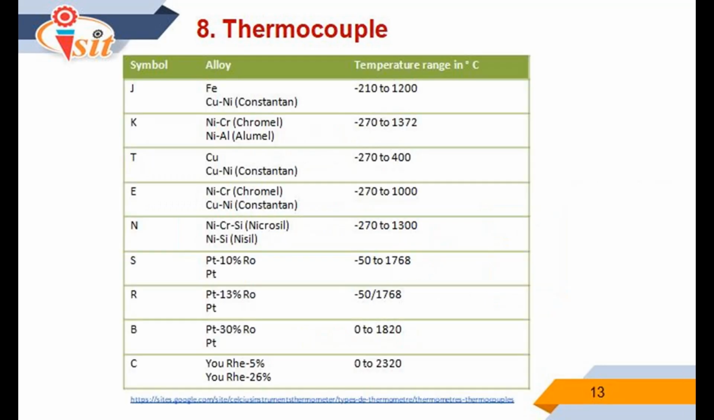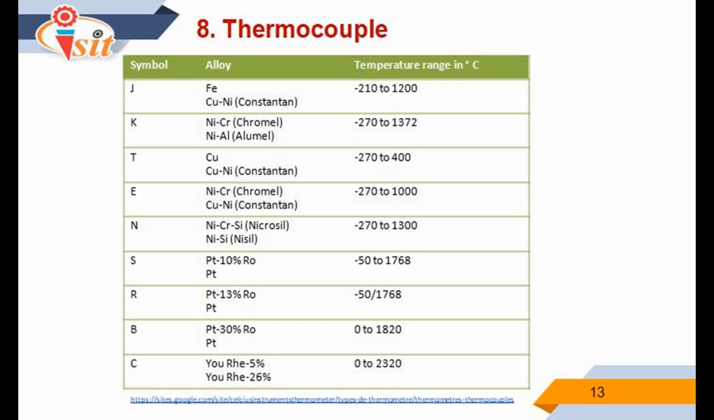Next one is types of thermocouple. First one is J-type thermocouple, which is a combination of Fe and copper nickel. The temperature range of J-type thermocouple is minus 210 degrees Celsius to 1200 degrees Celsius. The second type is K-type thermocouple, which is a combination of NiCr, meaning chromel, and NiAl, meaning alumel. The temperature range of K-type thermocouple is minus 270 degrees Celsius to 1372 degrees Celsius.